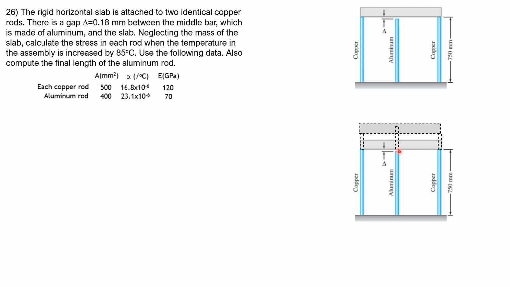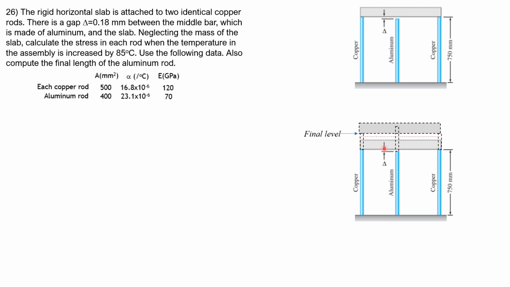aluminum rod. Because it has greater thermal expansion, it will elongate further. Then this is the final level. So in this level, because the elongation of aluminum is greater, it stretches these two copper wires, and this aluminum will experience compressive force.